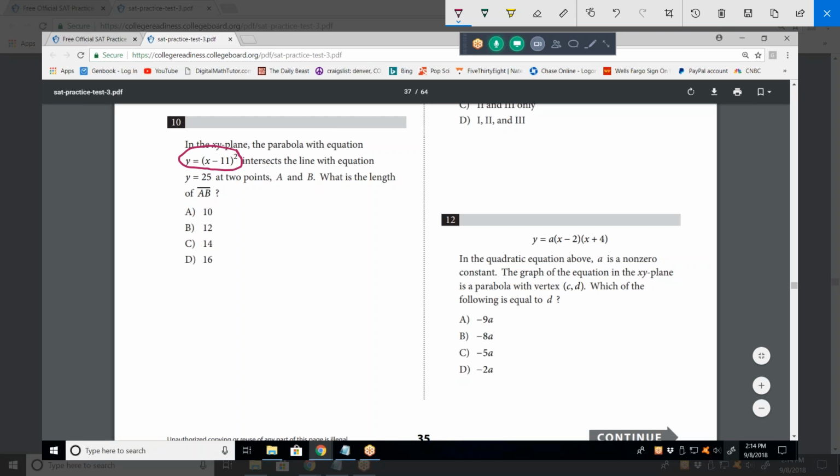What's the parent function? X minus 11. No. The parent function is y equals x squared. Can you explain that to me? Well, there are 10 basic parent functions. I'll list a few of them over here. This is the linear one. This is the quadratic one.